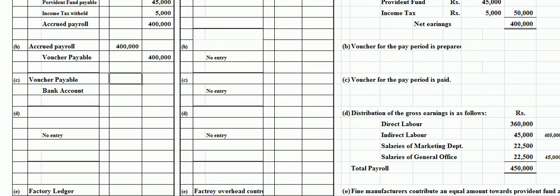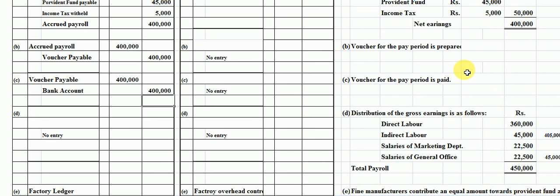Now the payment is made. For this purpose, we have to debit the vouchers payable amount of 4 lakh rupees here, and credit the bank account. The payment is made to the employees here. Now students, the D part is the distribution of gross pay earnings as follows.